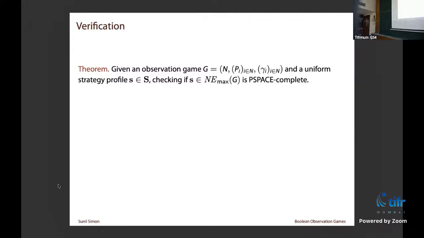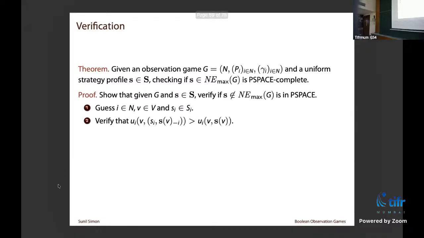Using that, we can show that the verification question is also PSPACE-complete, at least the membership in PSPACE is not very hard. What you can do is check, given an observation game and the uniform strategy profile, whether it is not in max of G by doing the following: you simply guess a player, a valuation, and a strategy. All of these have polynomial representations, so that triple is a compact witness, and then you just have to check whether the utility is higher. This part you can do using model checking.